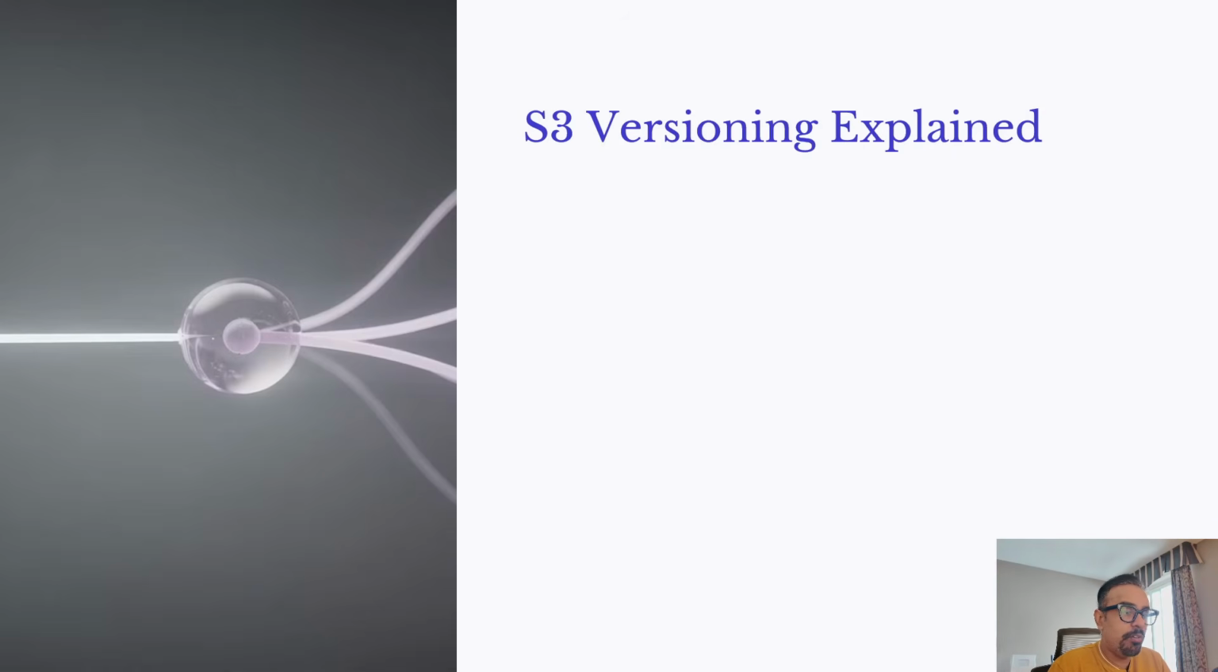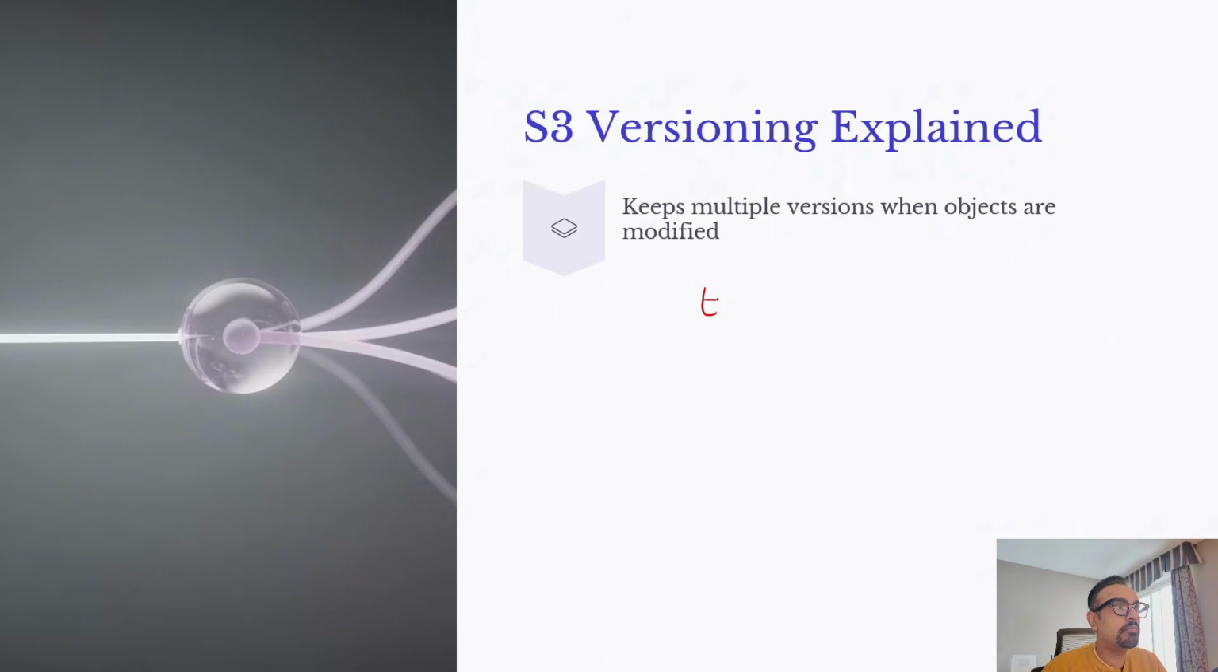Now let's talk about one of S3's most powerful features for machine learning, that is versioning. When versioning is enabled, S3 will automatically save every version of a file whenever you modify or replace it. Suppose I upload training.csv. I am uploading this today, suppose on Monday. And I am going to update that again on Saturday.